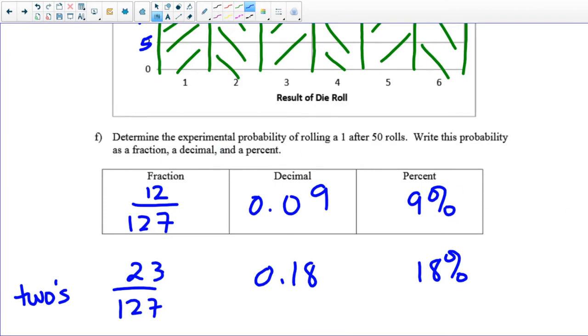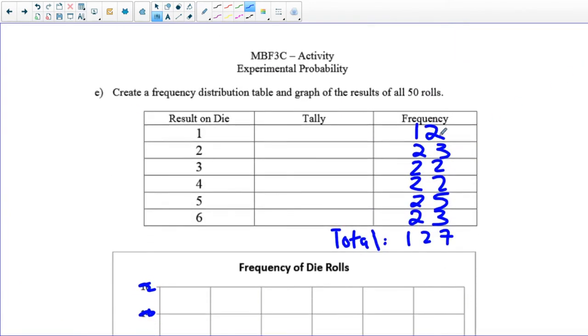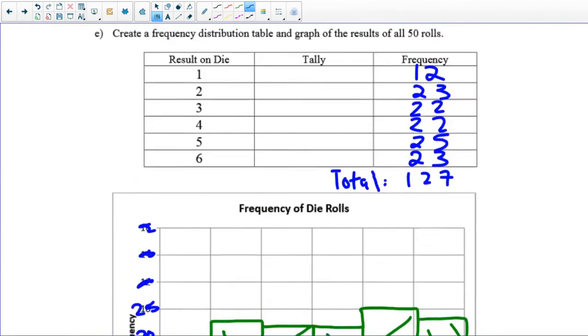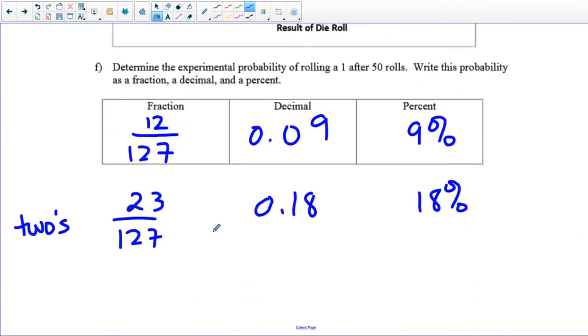a fraction. Well, if we go back up to our table, we got 12 ones show up out of 127 rolls. So if we do 12 divided by 127, we get 9%. And then, and it's always a good thing to do, you can say how many times did we roll 2s? Well, 2s came up 23 times, which is our number of successes of how many 2s were rolled over our total, which is 127, and that gives 18%.